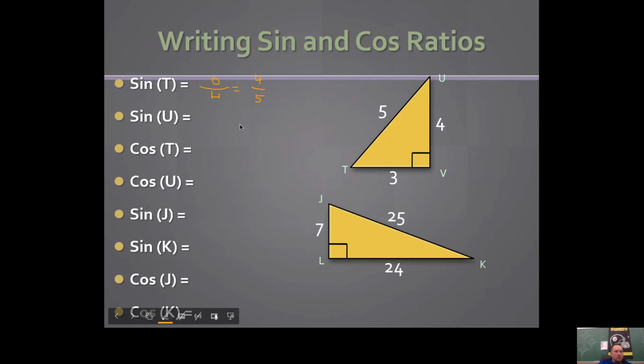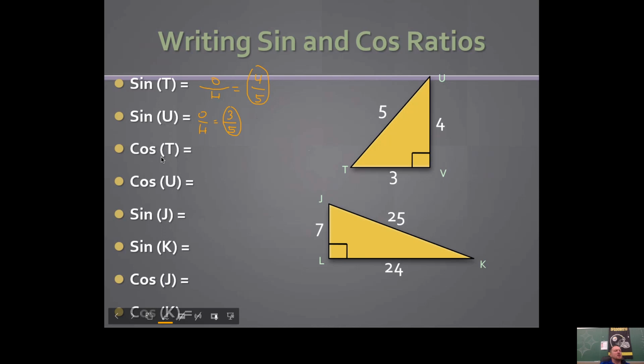Sine of angle U. Remember, sine is still opposite over hypotenuse. But it's not going to be 4/5, because if you're changing acute angles, now your opposite leg has the length of 3. Your hypotenuse is still 5. So this is your answer here. If you compare those two, obviously you can see some similarities. The denominators are both 5. The numerators are the different leg lengths.